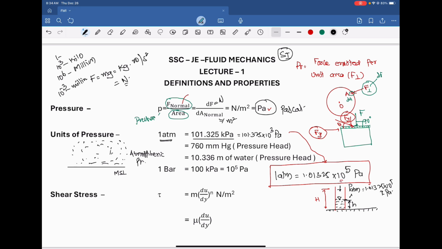This is the point A, where above A there is no water column. Here it is a fluid, let us say water, which has a height of h. This is the point B. At A, Pa is equal to P atmosphere. You agree? Because it is only atmospheric pressure which is acting on the water surface, nothing else. At Pb, it is P atmosphere plus the pressure due to the water column.